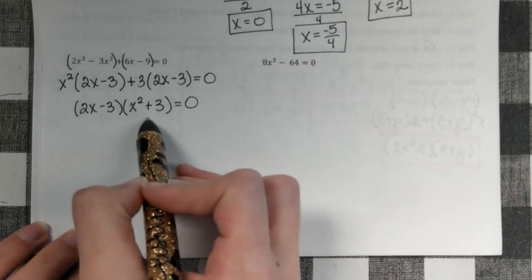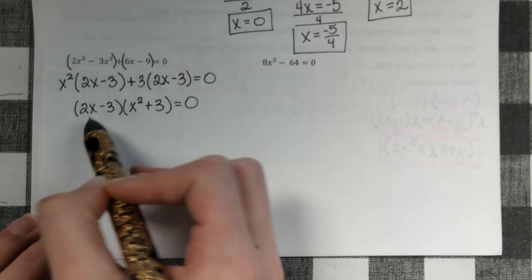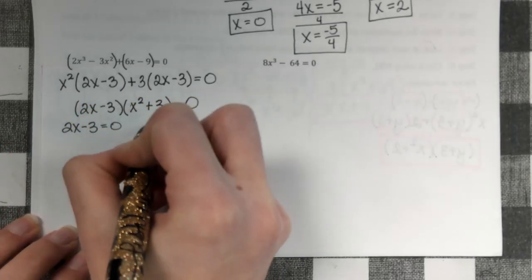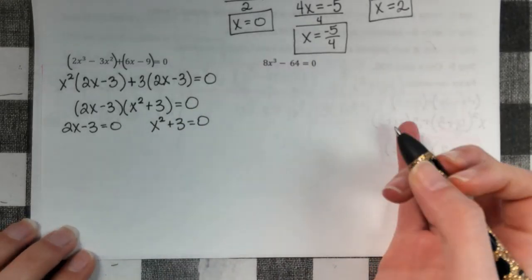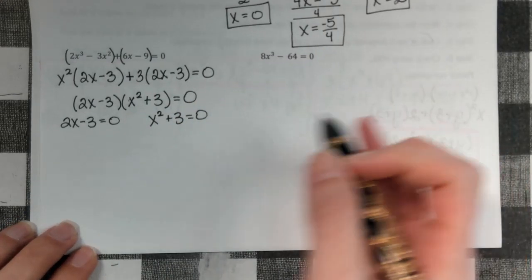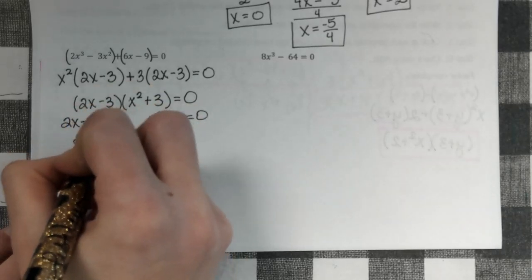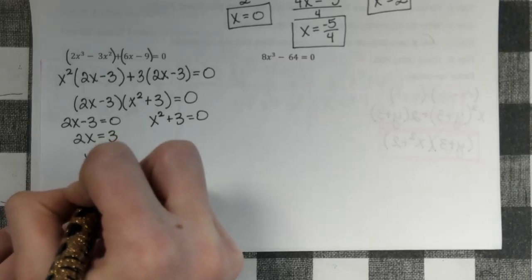Can I factor this further? No, I cannot. I'm still going to take my 2x minus 3 and set it equal to 0. This x squared plus 3, I set equal to 0 also. The 2x minus 3, I add my 3. 2x is equal to 3. Divide by 2, x is equal to 3 halves.